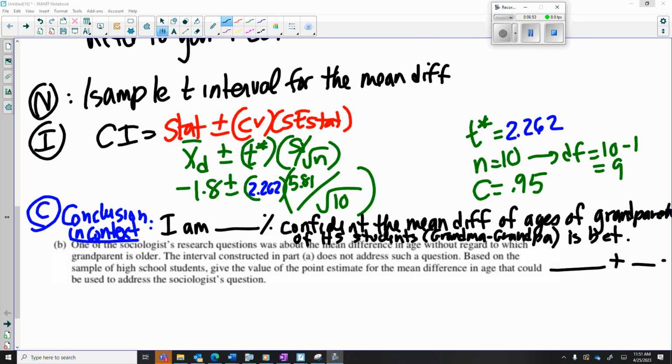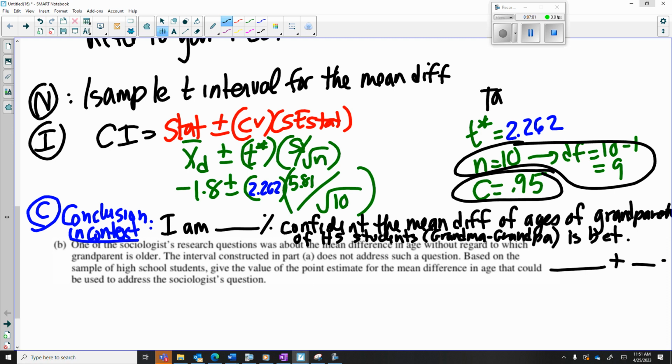So this was a 95% interval. The degrees of freedom was 9 because 10 minus 1 is 9. So I looked up table B. I looked up the degrees of freedom and the 95% level, and I got a critical value of 2.262. So I plugged that into my t star right here. And now I'm going to go to my calculator to get my interval from the calculator, and then I'm going to go right to my conclusion.